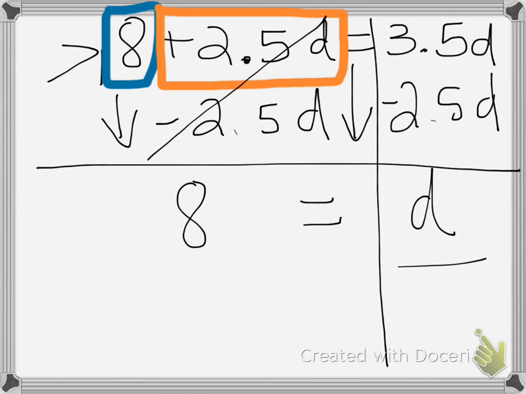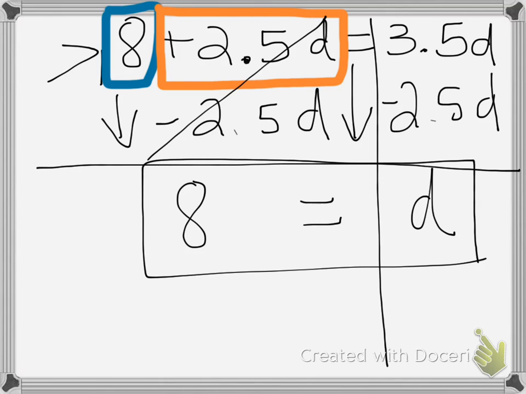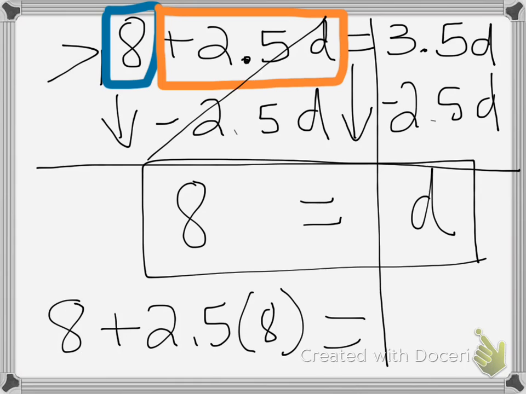So my answer to this equation is 8, and I can go back and check my equation by putting in the calculator 8 plus 2.5 times 8. Does that equal 3.5 times 8? And if you do that, you will see that yes, indeed, it does. So let's look at another example problem.